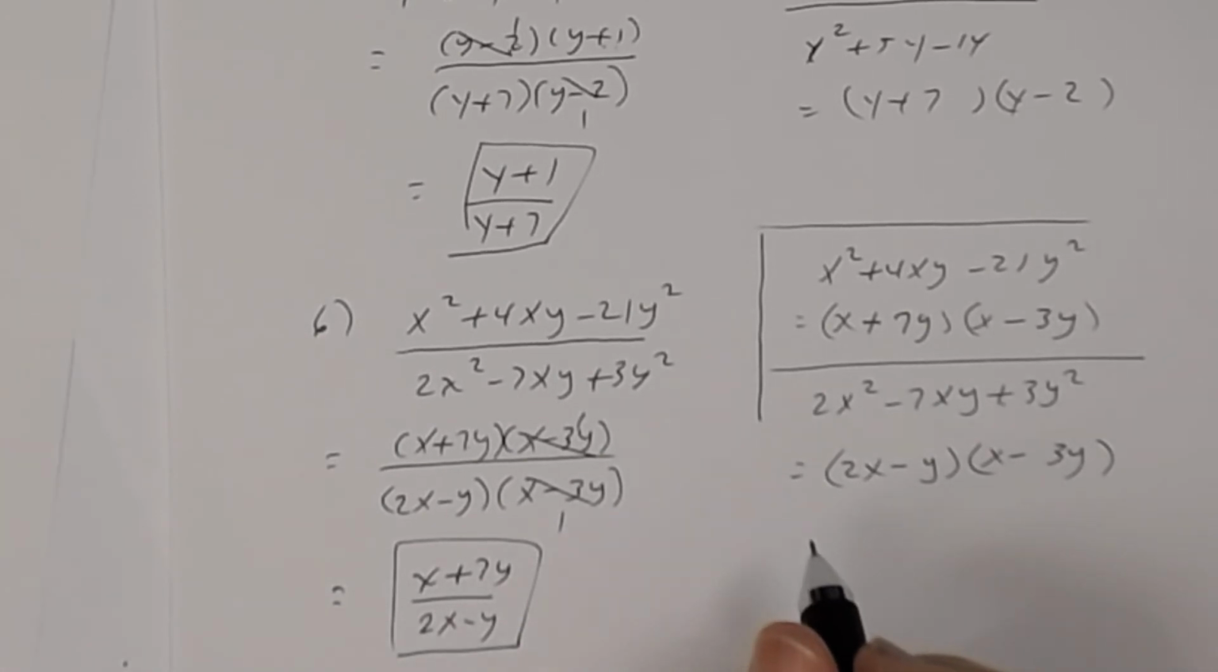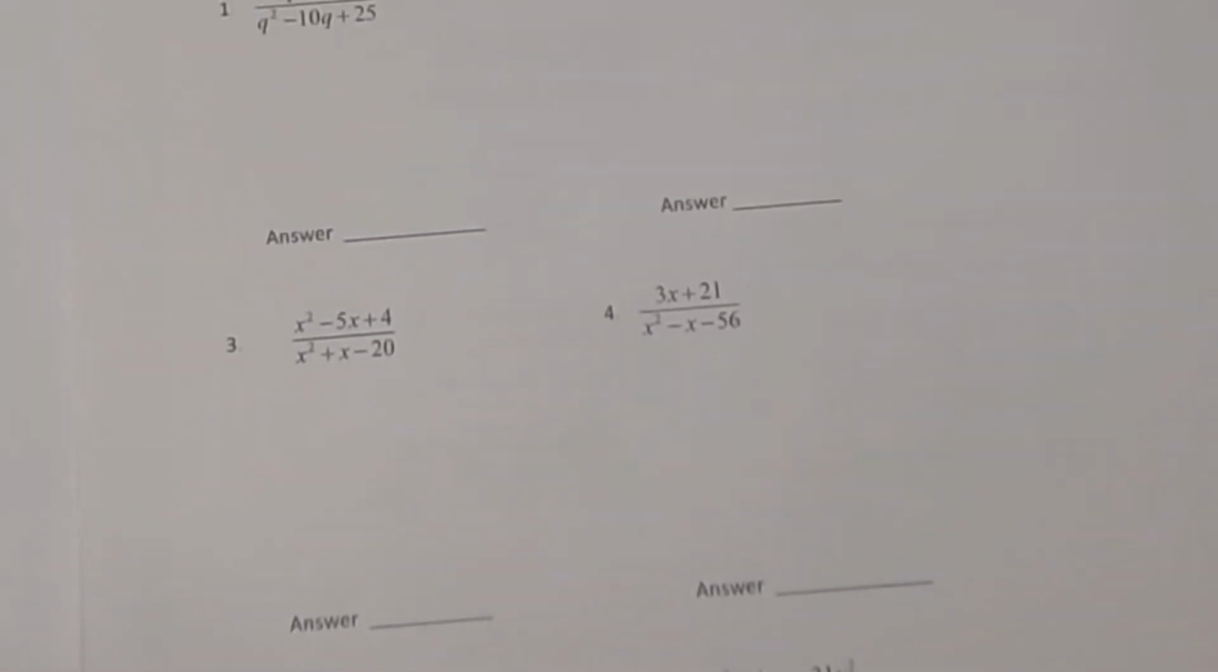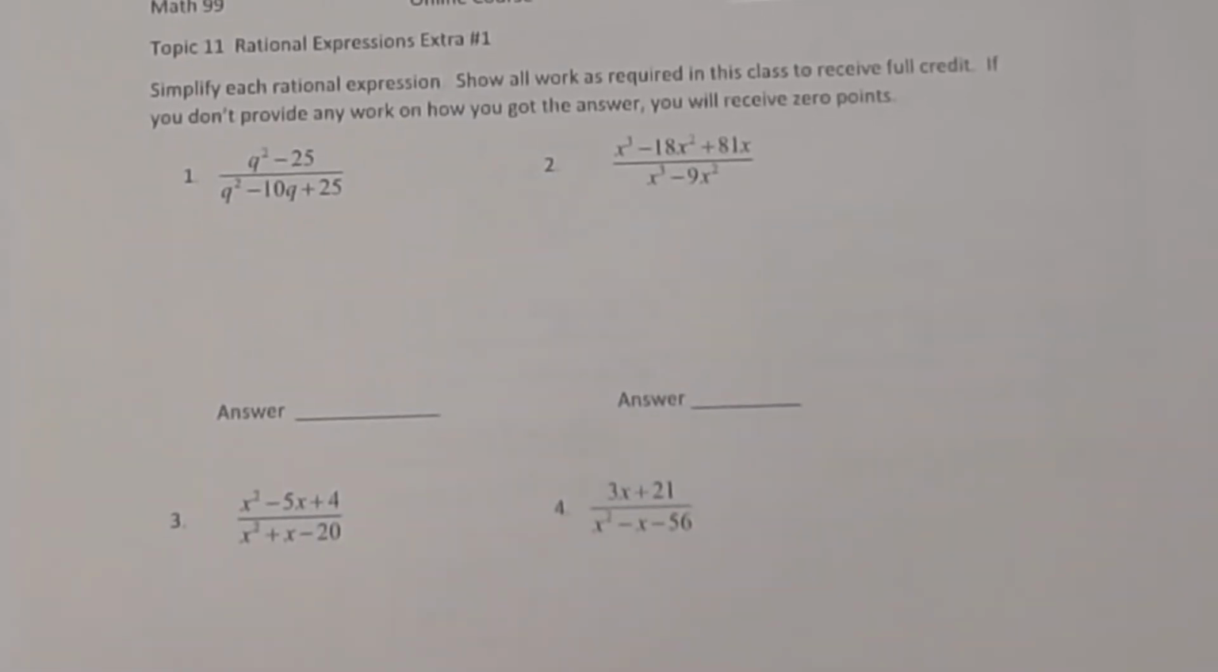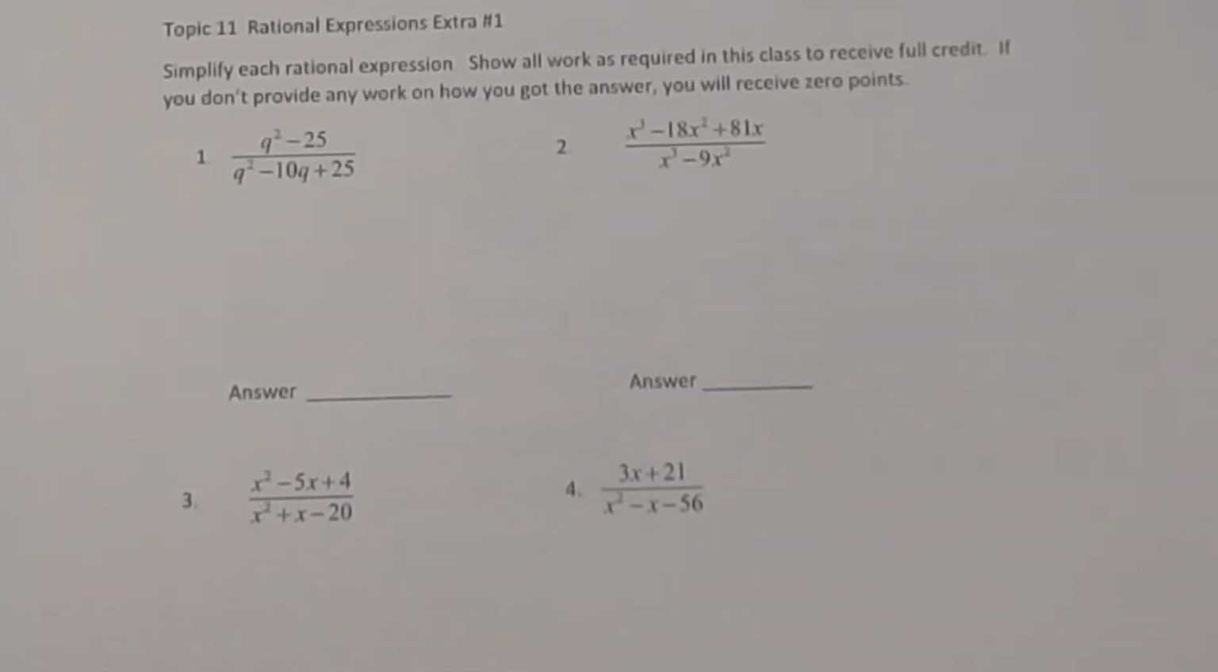So that is the key to the topic 11 worksheet, the one that says extra 1. All right, so hopefully you did well on this one. That's the end of this worksheet.